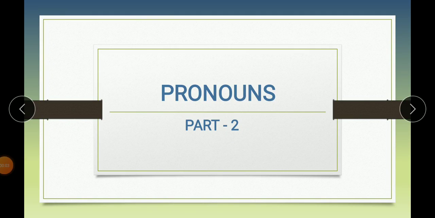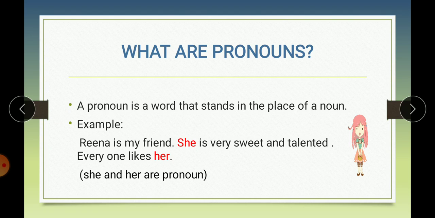Good morning, class. In today's English class, we will continue with the chapter Pronouns. In our previous class, we have covered two types of pronouns, personal pronouns and possessive pronouns. Now, in this class, we will be focusing on demonstrative pronouns, relative pronouns, and reflexive pronouns. So, let's start. What are pronouns?